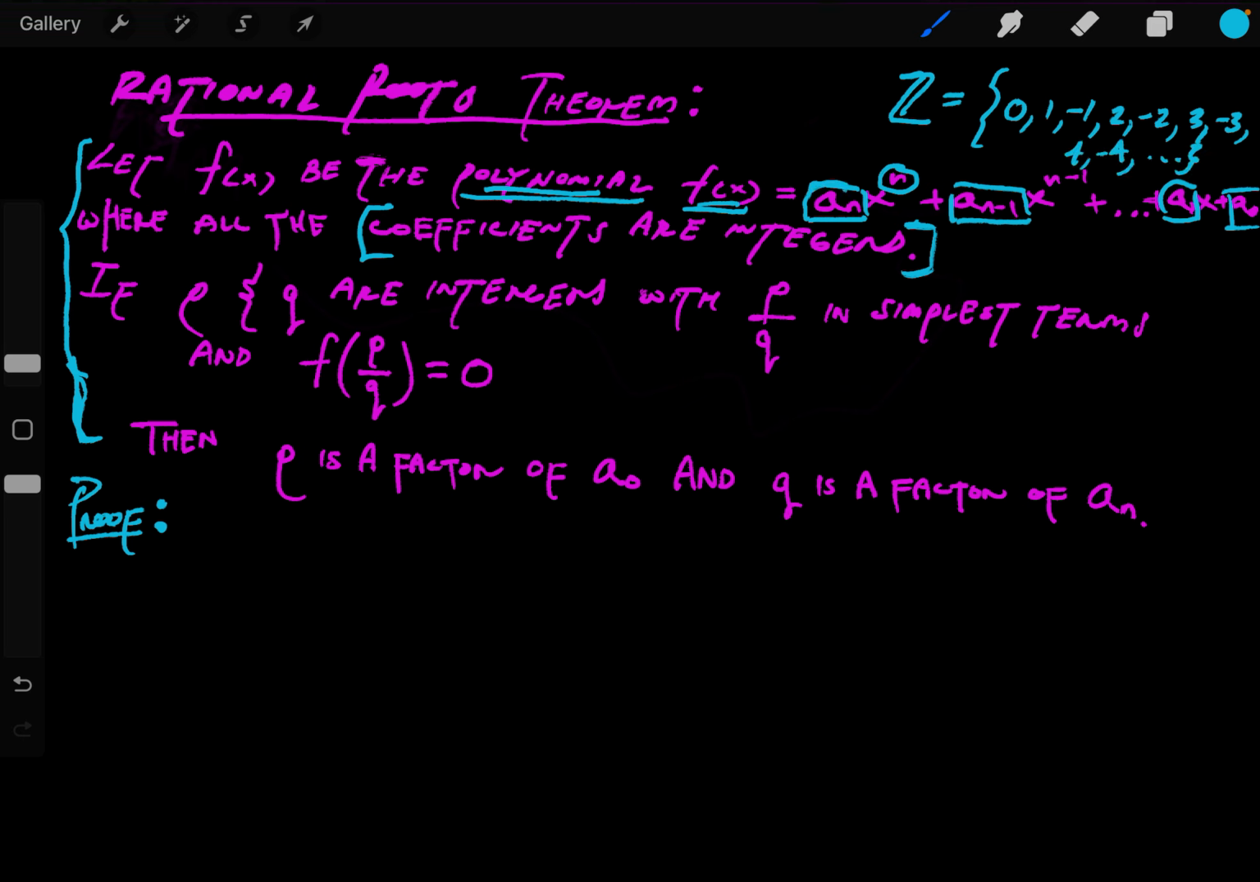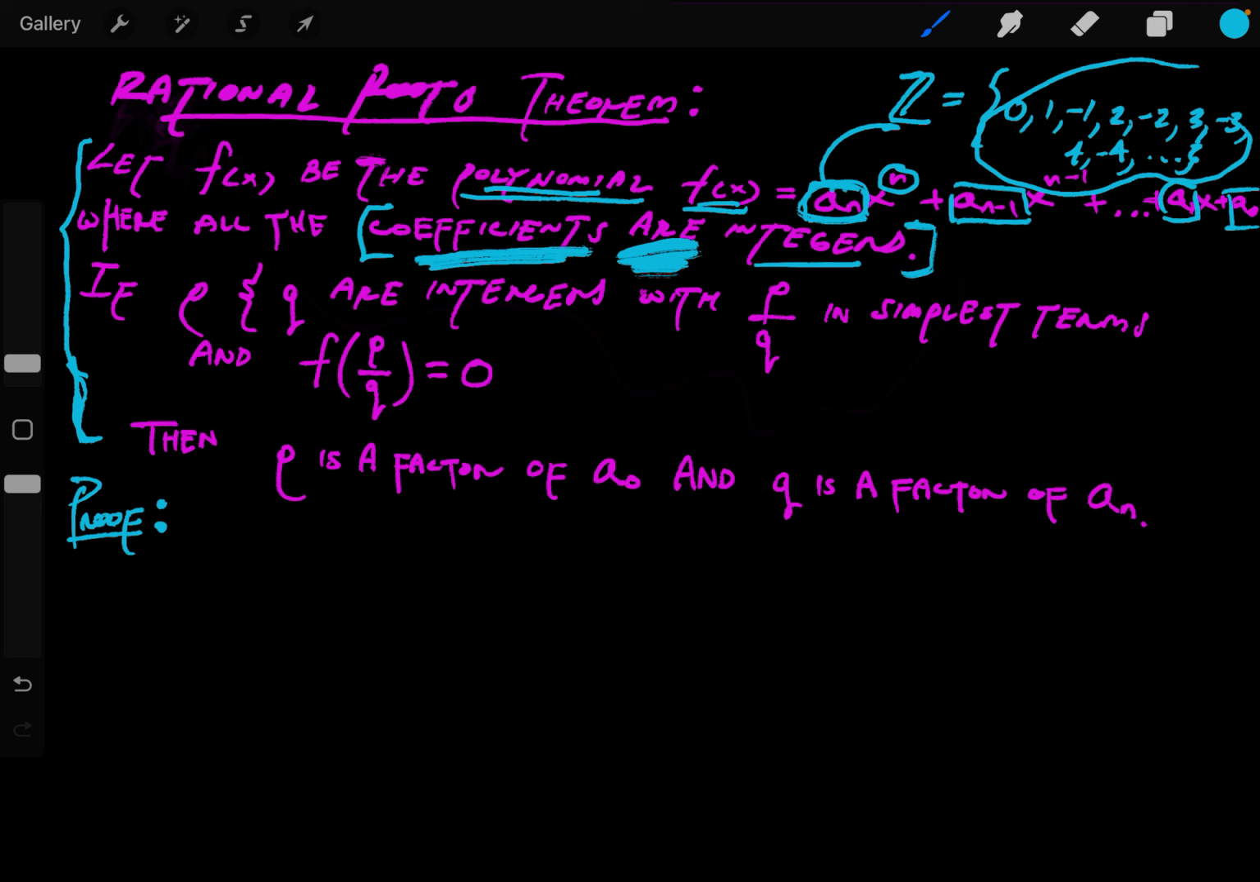So a sub n is some member of this set, and a sub n minus 1 is another member, and so forth and so forth. And these are the coefficients. This is saying the coefficients are integers.